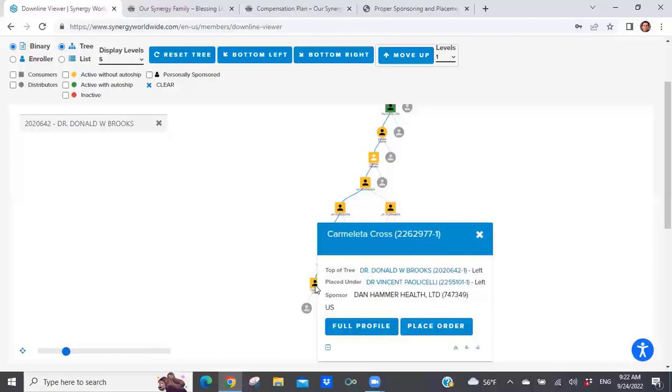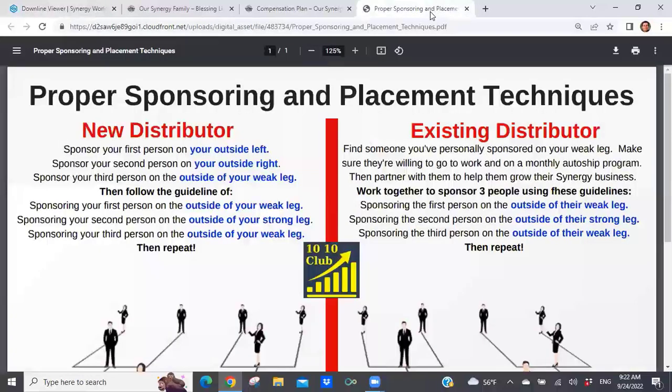And, you know, Carmelita Cross, maybe she'll never do the synergy business. It doesn't matter. At some point in time, we want to strengthen Dr. Brooks's organization to the point where one side takes off. And then he does personally the same thing that I did with him. He finds someone on his weak leg that he's personally sponsored who is willing to go to work in building their synergy business, willing to say to that individual, I want to partner with you so I can help you grow your synergy business.